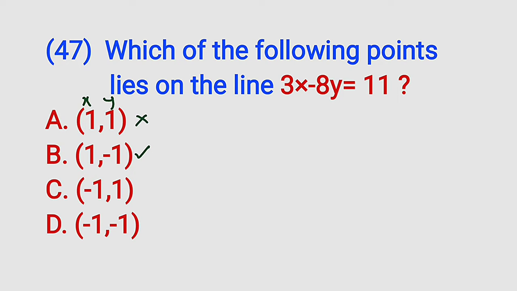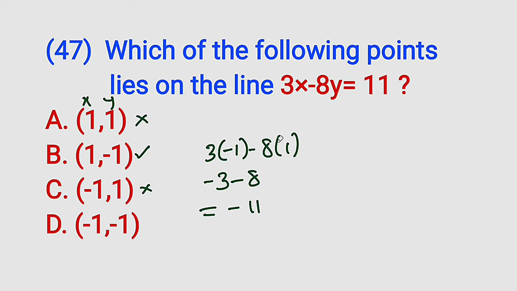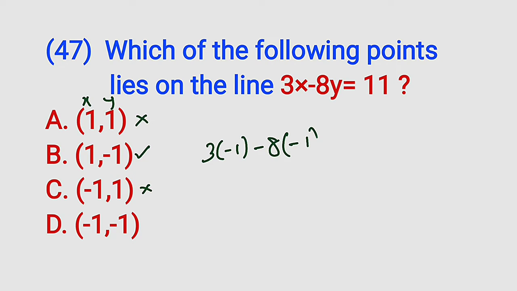where x is negative 1 and y is positive 1. We have 3 times negative 1 minus 8 times 1. 3 times negative 1 is negative 3. 8 times 1 is 8. This is negative 11, which is not the same thing as 11. So this will not satisfy. And the last one is when both of them are negative. We have 3 times negative 1, minus 8 times negative 1. This is negative 3, this is positive 8, and this will give us positive 5, which is not the same thing as 11. And hence B is the right option.